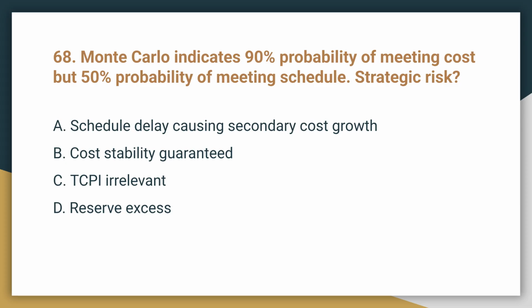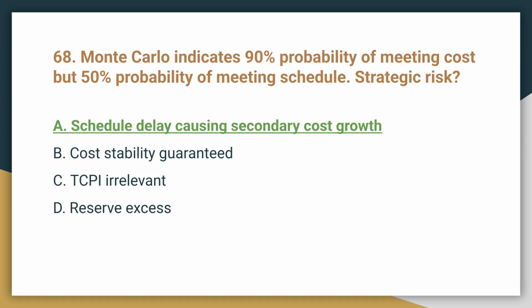Question 68. Monte Carlo indicates a 90% probability of meeting cost, but a 50% probability of meeting the schedule. What is the strategic risk? The strategic risk is schedule delay causing secondary cost growth. The low probability of meeting the schedule increases the risk of delays, leading to further cost escalation.